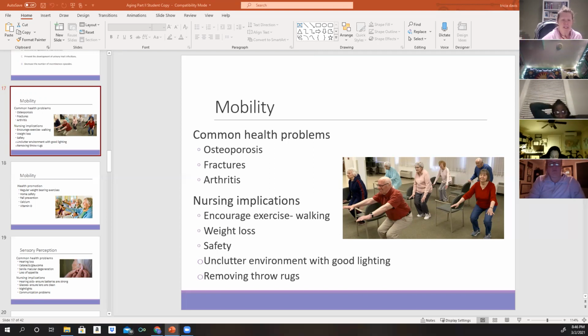So some nursing implications that we can do to help them. Well, we want to encourage that exercising. We want them to walk 3 to 5 days a week, at least 30 minutes a day. If they're overweight, we want to encourage weight loss because the more weight they carry, the more of a strain it is on their bones. We want to encourage them to be safe at home. So we want to talk to them about using a nightlight, moving throw rugs and things out of your way at nighttime so that you have a clear path to the bathroom. Unclutter their environment with good lighting and then removing of those throw rugs.